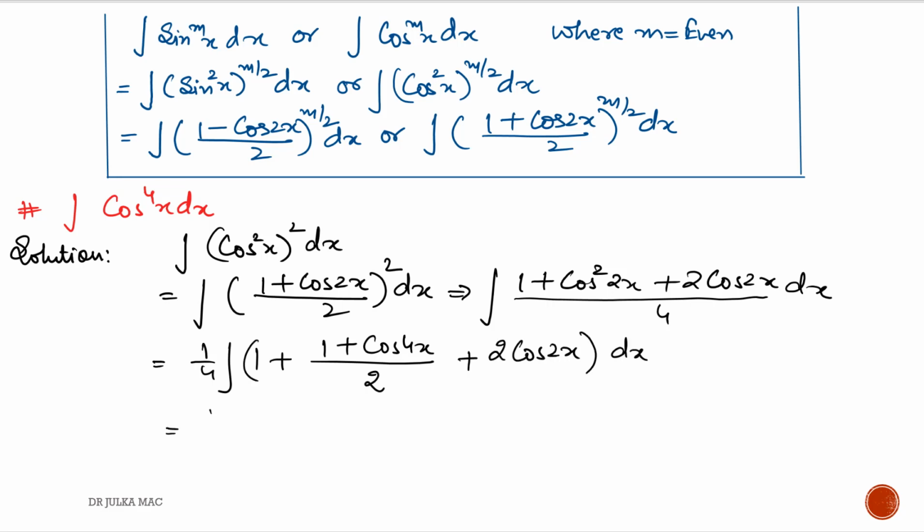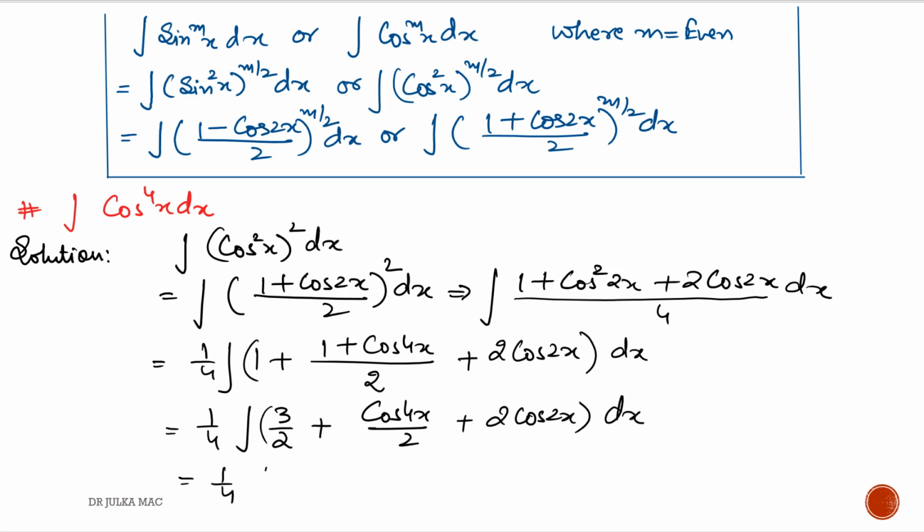When we simplify this, we will get 1 by 4 times 3 by 2 plus cos 4x upon 2 plus 2 cos 2x. When we integrate this, 1 by 4 outside, 3 by 2 as it is, integration of 1 is x, 1 by 2 as it is, integration of cos 4x is sine 4x upon 4, 2 as it is, integration of cos 2x is sine 2x upon 2, and after simplification we will get 1 by 4 times 3x by 2 plus sine 4x upon 8 plus sine 2x plus c.